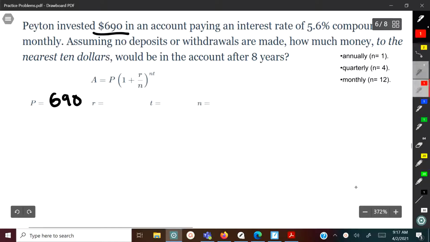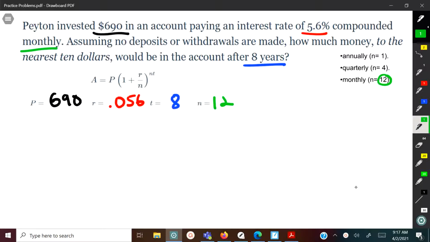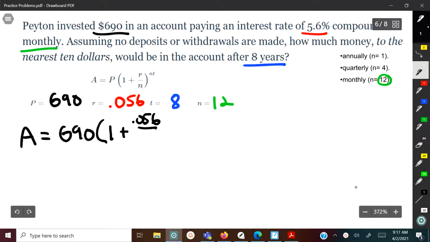That's our principal. The interest rate, convert it to a decimal. Don't forget that. The time, 8 years. And then since it's monthly, we're going to use 12. All right, now we're going to put all of that into our formula, P, 690, 1 plus the rate, 0.056, over N, which is 12, close parentheses, raise it up, and do 12 times 8, N times T.